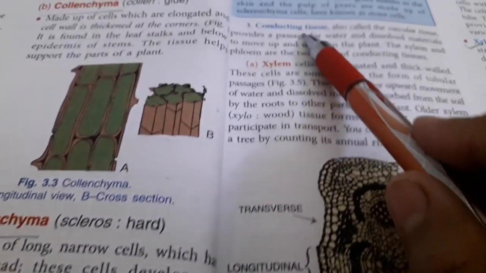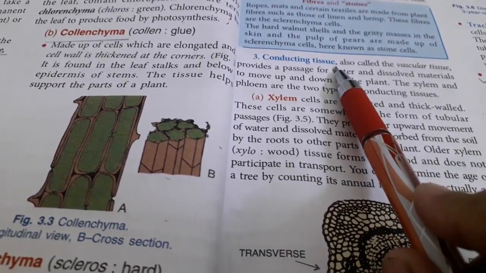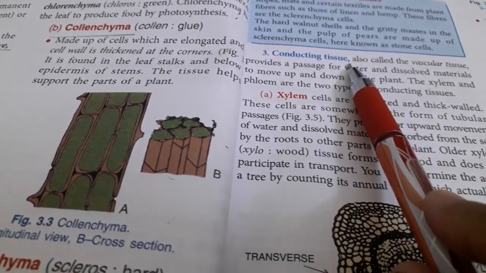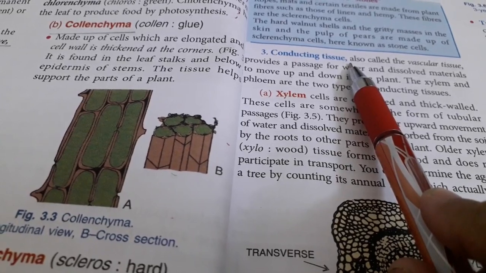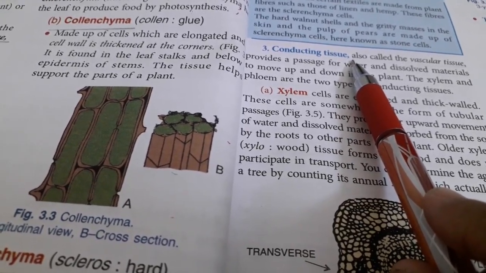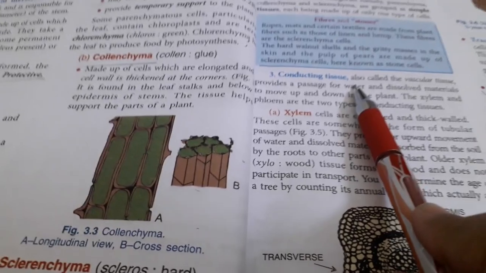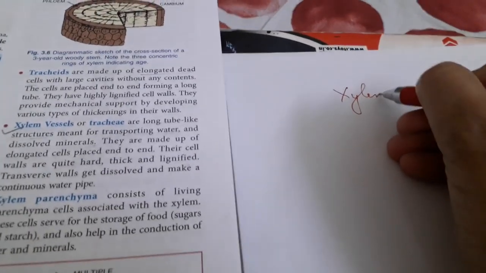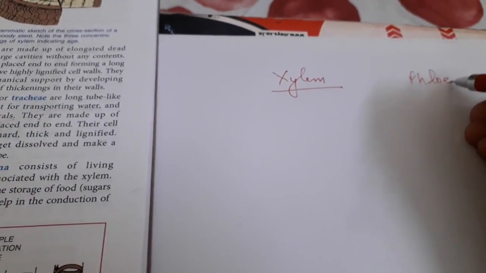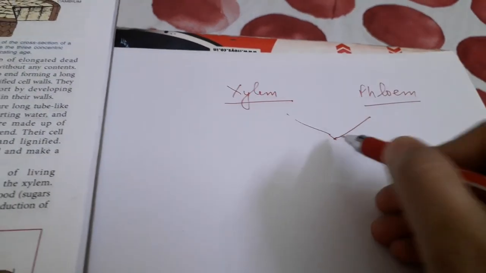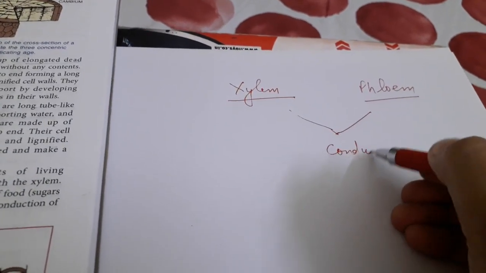The third type of tissue is conducting tissue. First we have read protective tissue, the epidermis, present at the epidermis of the leaves, and second we have read supporting tissue, and now we have conducting tissue. It is also called vascular tissue, and you have read about xylem and phloem. They are called conducting tissue. In class 8 you have read the 4 types of xylem cells and the 4 types of phloem cells. Xylem and phloem both form the vascular bundle, and we also call them conducting tissue because they conduct.